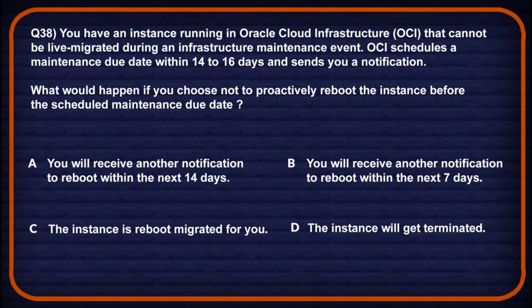Okay, let's look into the options. Option A, you will receive another notification to reboot within the next 14 days. The original notification already includes the 14 to 16 day window. So option A is not a correct choice. Moving on to option number B. You will receive another notification to reboot within the next 7 days. No second notification is issued. Action is taken at the due date. So option B is not a correct choice.